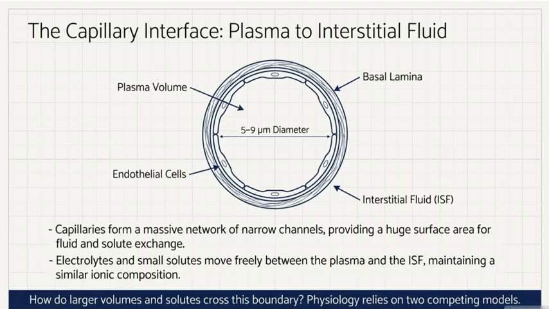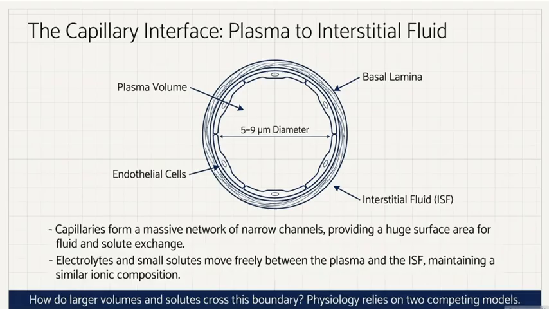At the capillary level, this is where the most important fluid exchange happens. Capillaries form an extensive network with a massive surface area, allowing efficient exchange between the plasma and interstitial fluid. Electrolytes and small solutes move freely, so plasma and interstitial fluids have nearly identical ionic composition.